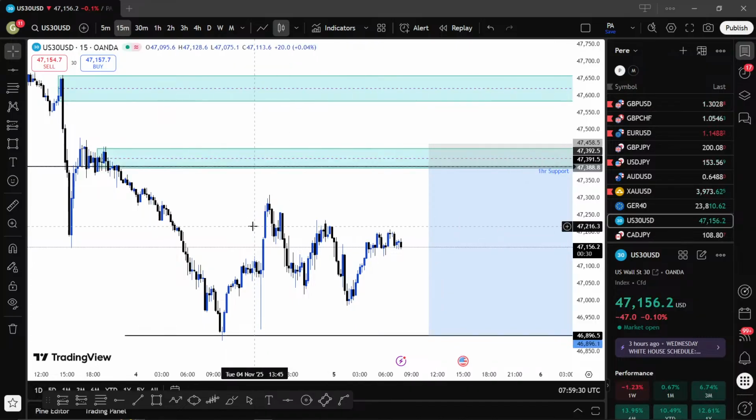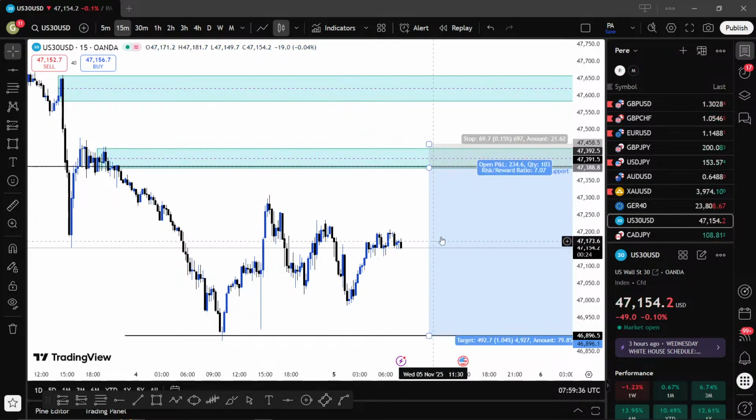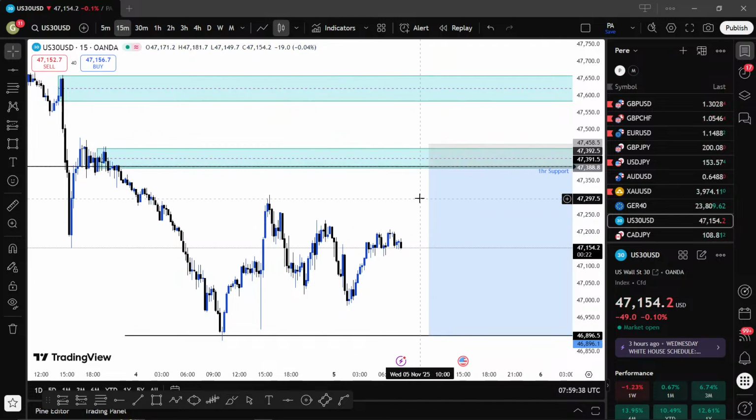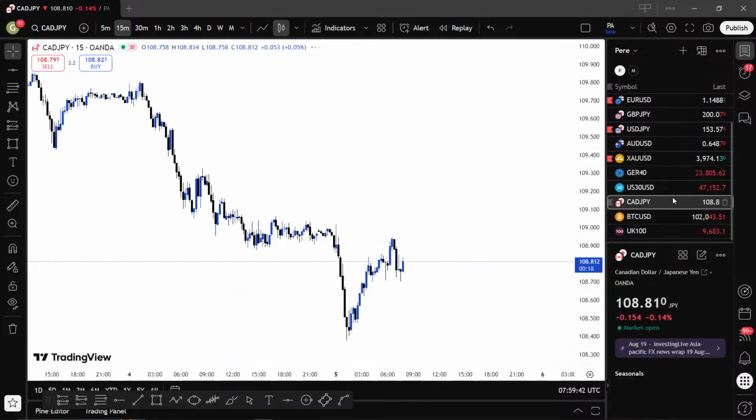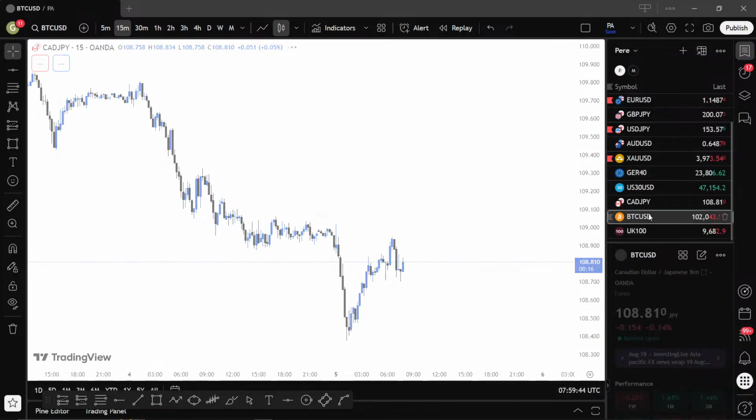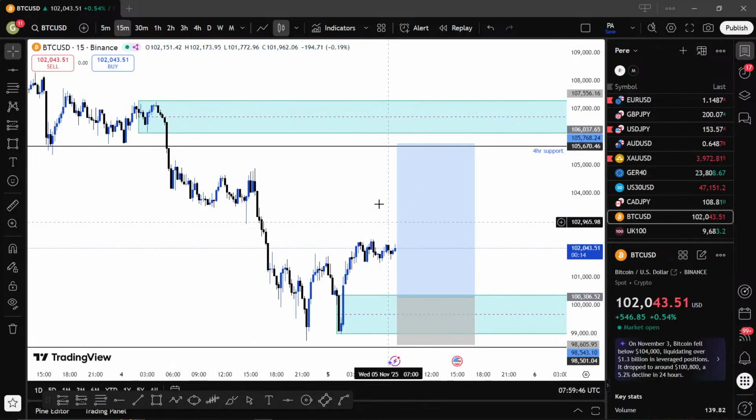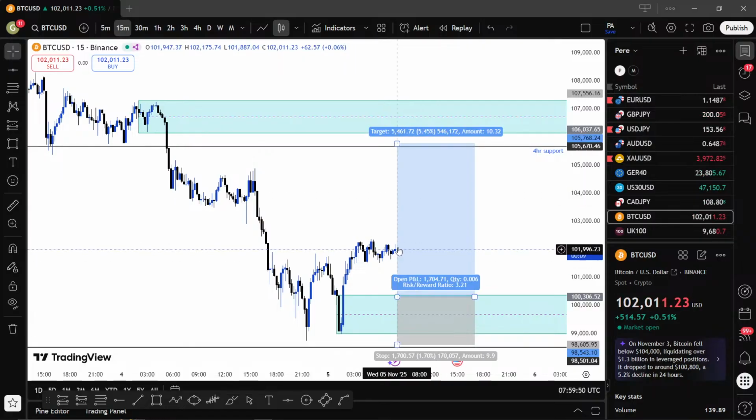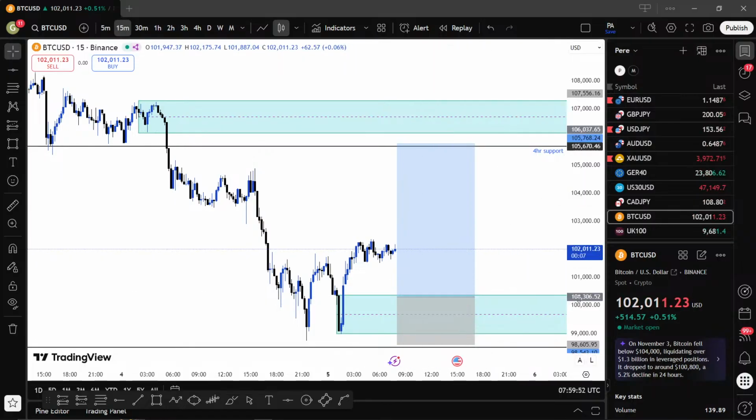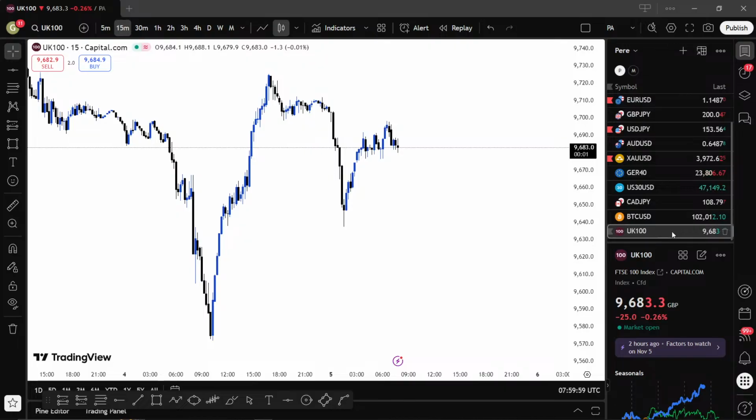Now on US 30, I'm waiting for US 30 to come over to this 1 hour support that is broken, like a form of retest on the 1 hour support. If it gives us a bearish close, then we're going to take a sell from there. CAD JPY, I didn't do anything. BTC, I'm waiting for BTC to come here and we short it, or we might consider longing it if it comes back to this 1306 zone. On the other hand, UK 100, I also didn't do anything here.